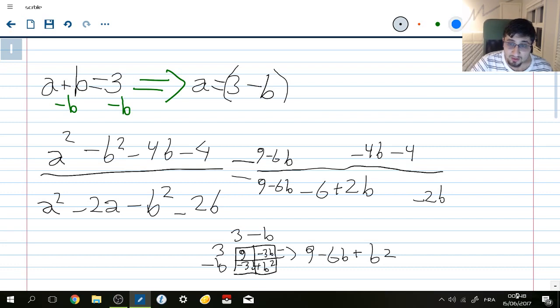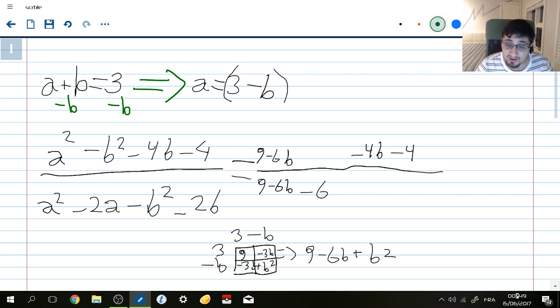So now we can also notice something else. We have this 9 and this minus 4 as whole numbers without variables on the numerator, and likewise this 9 and this minus 6 on the denominator. Also, we have minus 6b and minus 4b on the numerator, and then minus 6b plus 2b and minus 2b on the denominator. So we can simplify even further. Now I'm going to erase the plus 2b and minus 2b since they cancel each other out very nicely.